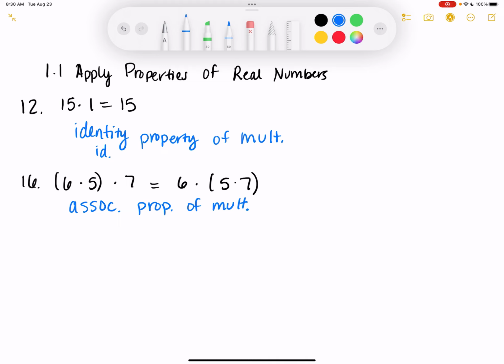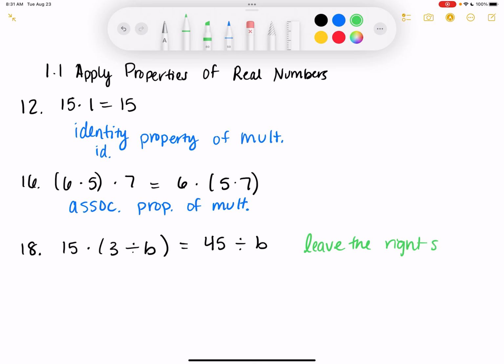All right, so the next one says to use the properties and definitions of operations to show that the statement is true. Justify each step. So that means if you have something like this for 18, 15 times 3 divided by b equals 45 divided by b. Okay, leave the right side alone. You're only going to do stuff to the left to make the left look like the right, okay? So this is the one time in this class that you actually have to do something like you did in geometry where you're explaining each step that you do, okay?